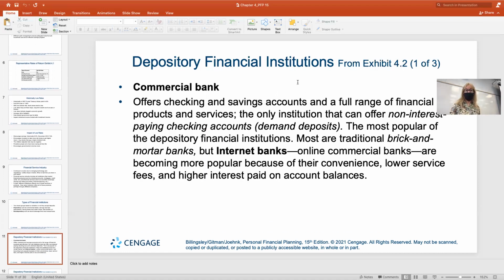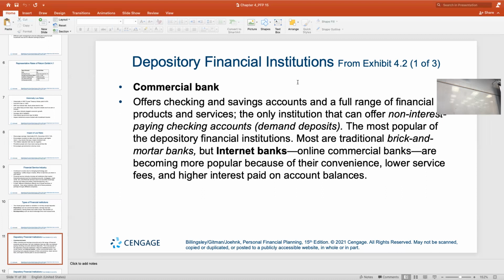All right, so let's talk about the different types of institutions. The first one is a commercial bank. Typically commercial banks charge fees for checks and so forth. If you don't have a minimum balance, they're going to charge a fee for your checking account. And the interest rates are usually quite low.